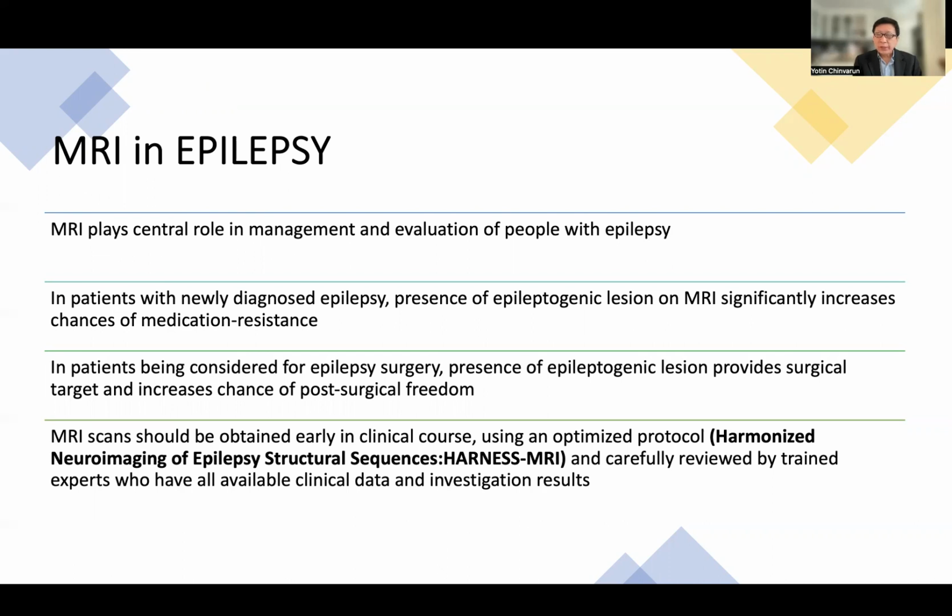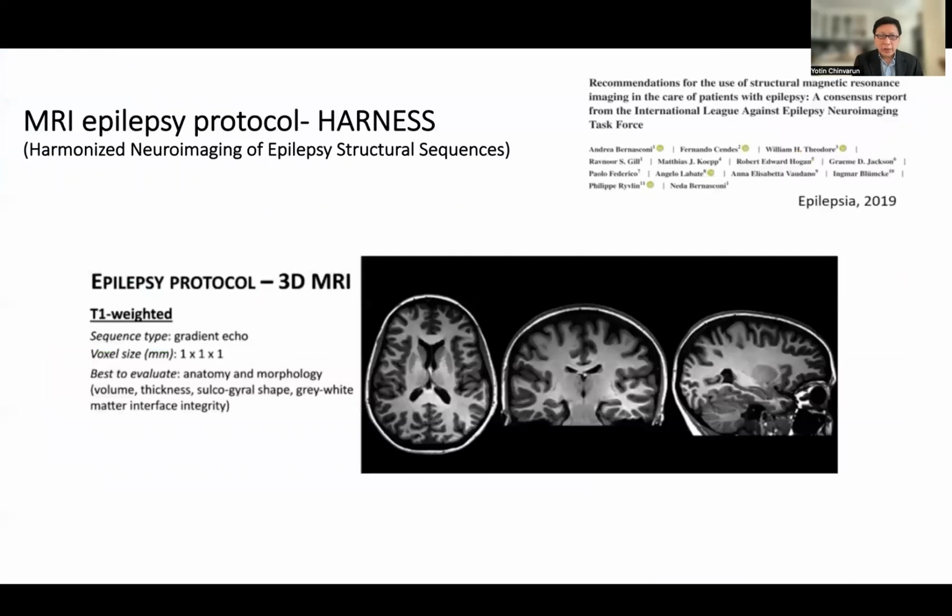MRI scan should be obtained early in the clinical course, using the proper protocol, the harmonized neuroimaging of epilepsy structural sequence. We call it the harmonized MRI scan protocol, proposed by the ILAE Imaging Task Force. It also needs to be carefully reviewed by trained experts who have the available clinical data and investigation results. So this is the harmonized protocol.